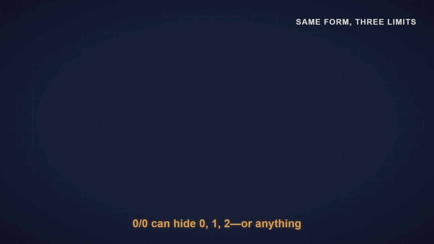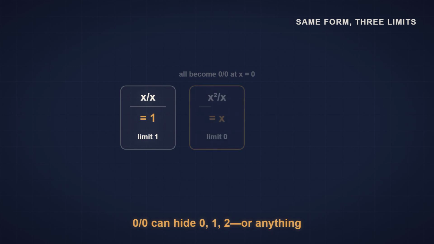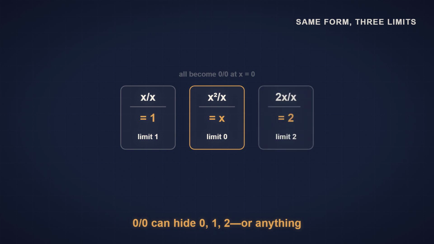Three functions make the ambiguity visible. First, x divided by x equals 1 for every non-zero x. So as x approaches 0, the ratio approaches 1. Second, x squared divided by x equals x away from 0, so its limit is 0. Third, 2x divided by x equals 2, so its limit is 2. At x equals 0, all three displayed fractions become 0 over 0. Yet their surrounding behavior points to three different limits: 1, 0, and 2. The symbols 0 over 0 alone cannot tell us which function produced them.